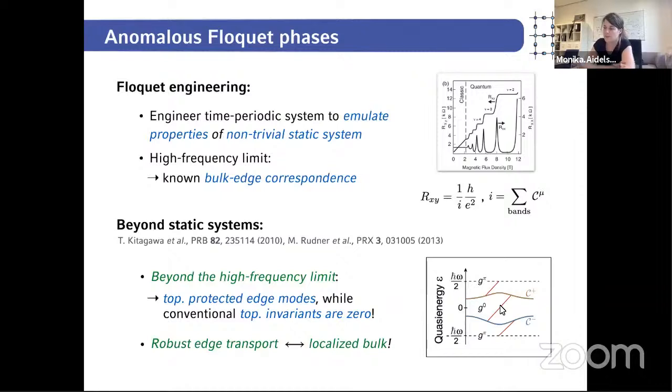Okay, so how can we actually realize something like that in experiments? Or maybe first let me walk you through one of the first examples that have been suggested for realizing such a new topological phase, which is called anomalous Floquet.